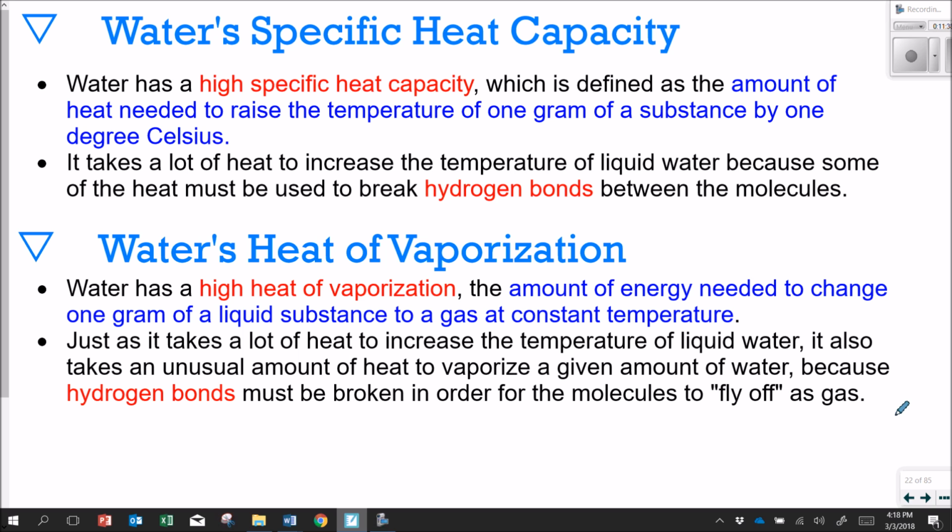Water also has a high heat of vaporization. This one is the amount of energy needed to change 1 gram of a liquid substance to a gas at constant temperature. Just as it takes a lot of heat to increase the temperature of liquid water, it also takes an unusual amount of heat to vaporize a given amount of water because hydrogen bonds must be broken in order for the molecules to fly off as a gas. So hydrogen bonding again explains it.